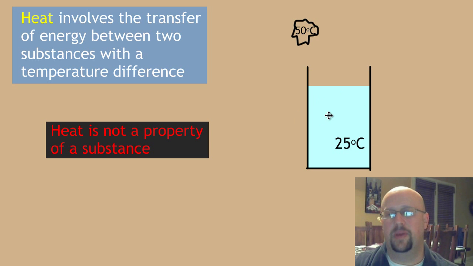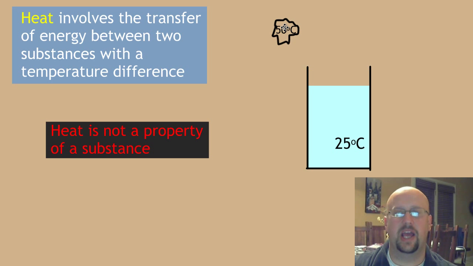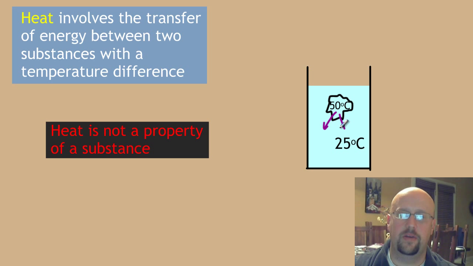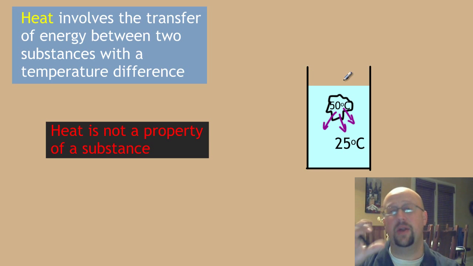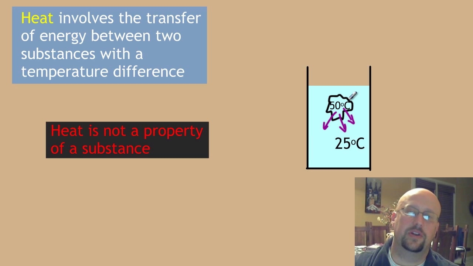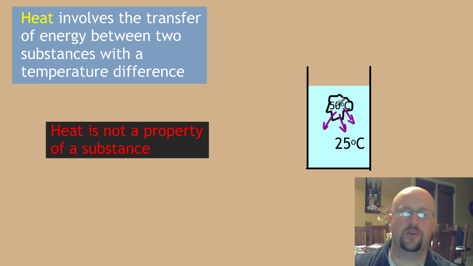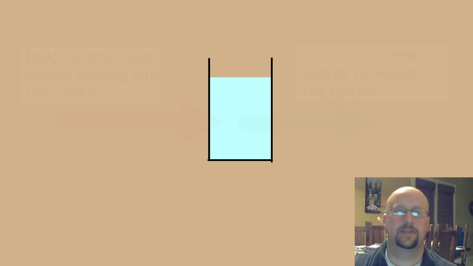But if I've got a beaker full of water and it's at 25 degrees Celsius, and I heat up a piece of metal to 50 degrees Celsius, and then I put it in the water, then what happens is that I get a flow of energy from the metal into the water. Eventually they're going to reach a point of thermal equilibrium, where the temperature of the metal and the temperature of the water are essentially the same. But while that's going on, there's a transfer of energy from the hotter object to the colder object, and therefore there is heat. There is transfer of energy between those two things.